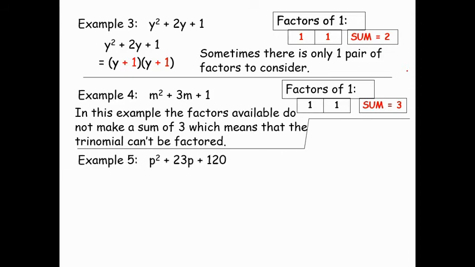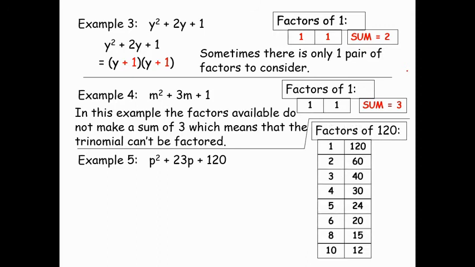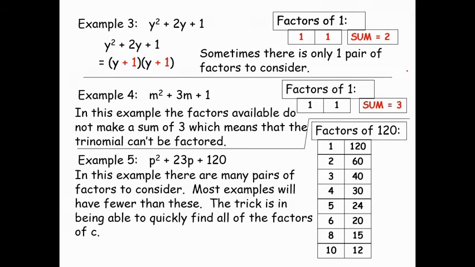Let's take a look at example 5, p squared plus 23p plus 120. What are our factors of 120? There's a lot of them, but which set of these is going to add to 23? In this example, there are many pairs of factors to consider. Most examples will have fewer than these. The trick is to be able to quickly find all the factors of c.